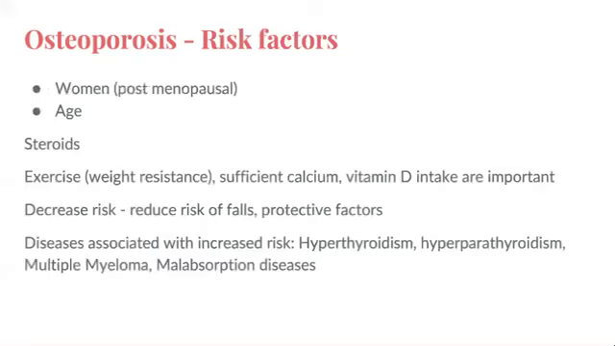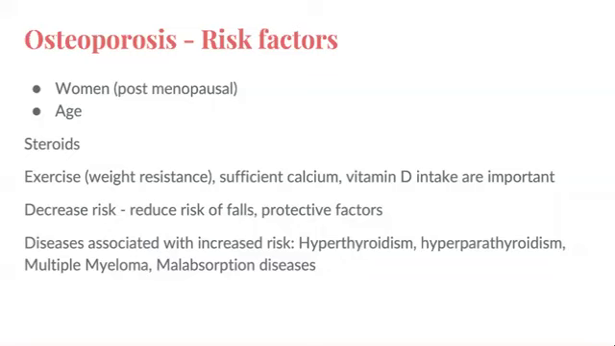So there's some protective factors such as weight resistance, so weight training. Walking can also be quite useful. And then sufficient vitamin D and calcium are important for strong bones. To reduce their risk in an elderly person, for example, you'd want to reduce their risk of falls and also want to use those protective factors that I mentioned previously.